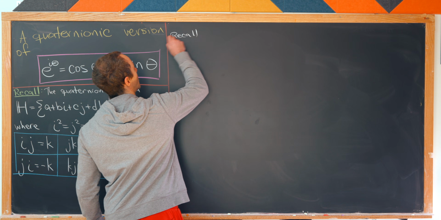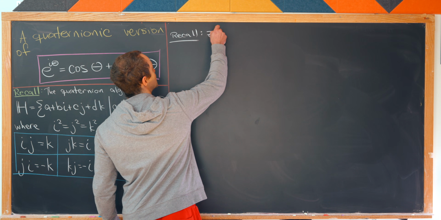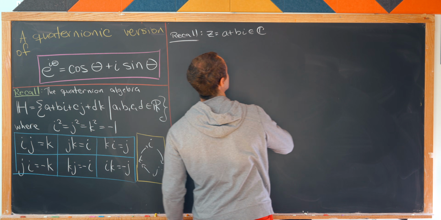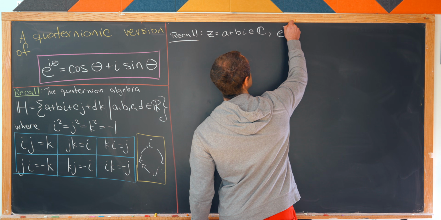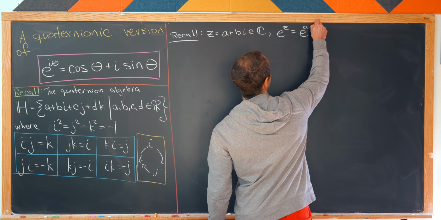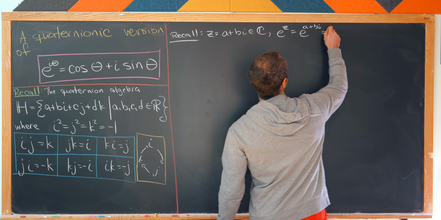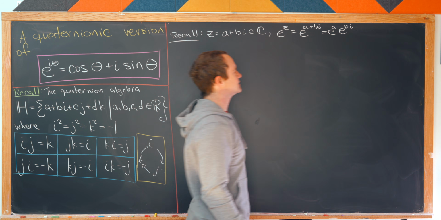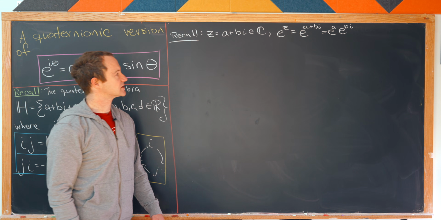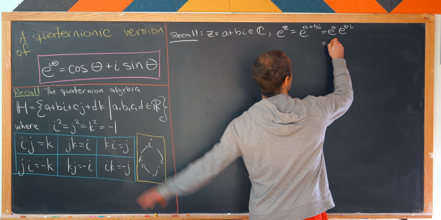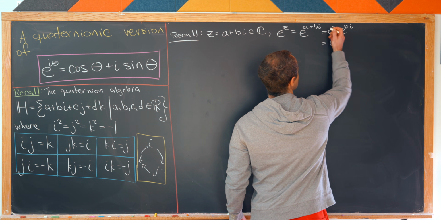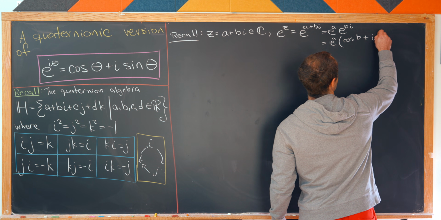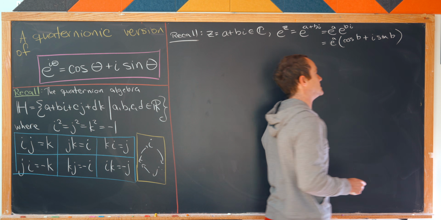Let's recall that if z is equal to a plus bi, which is a complex number, then e to the z is e to the a plus bi, which is equal to e to the a times e to the bi, using exponential rules. But then we can expand this out using our formula over here. This is e to the a, and then we have cosine of b plus i times sine of b.